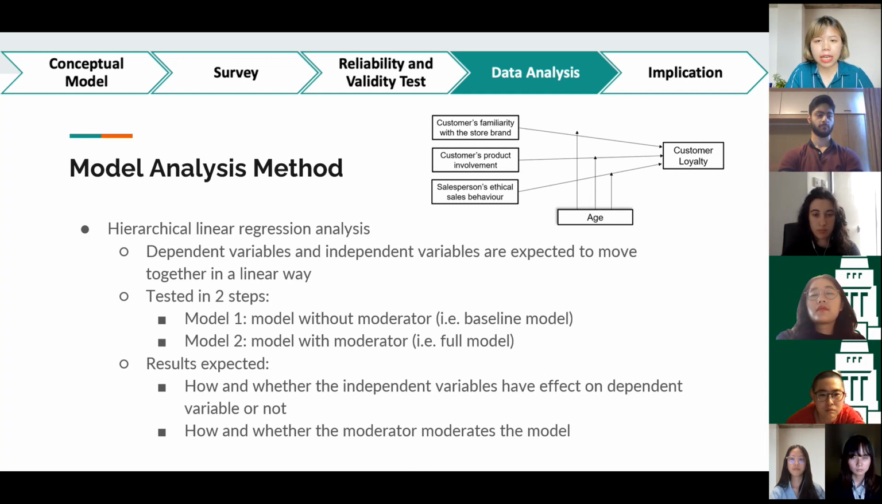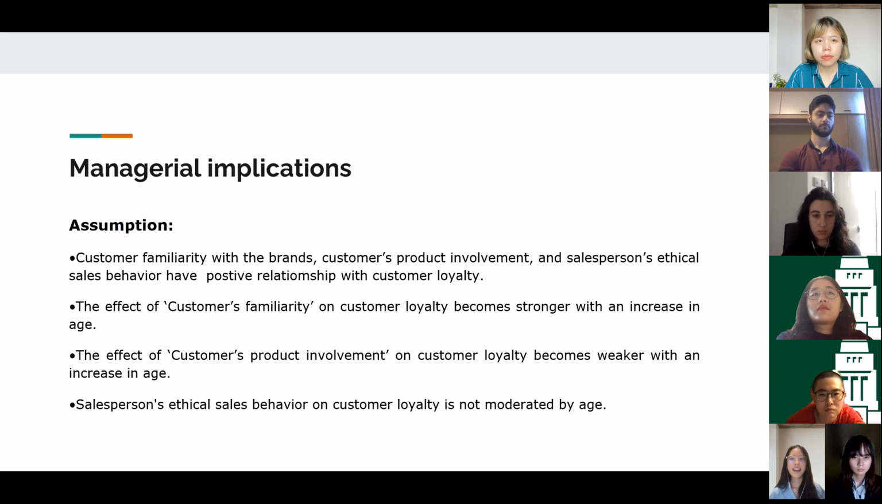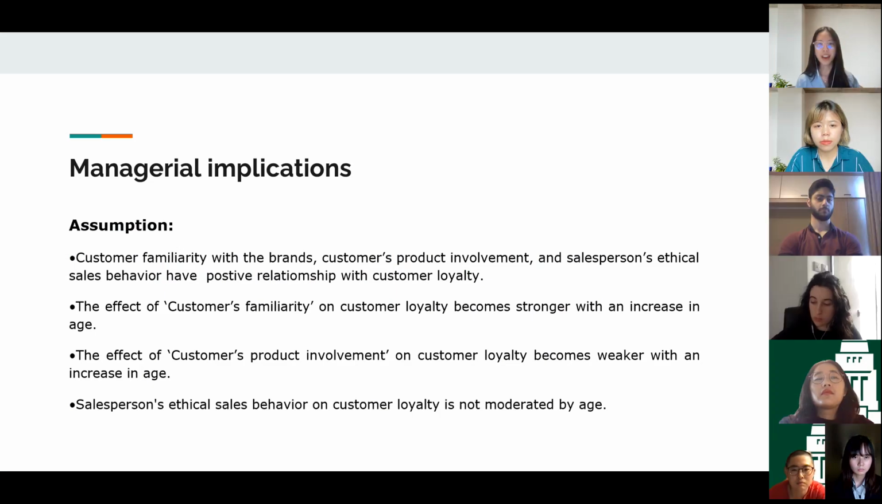Next part would be the implication that we hope you could take away from our project presentation. Hi, I'm Xue Yingluo, my group mate and I will present the managerial implication. Based on our model, we make 4 assumptions.